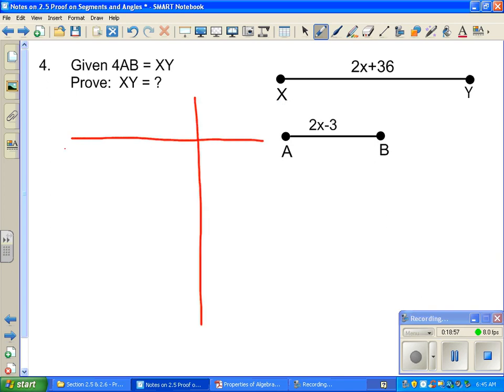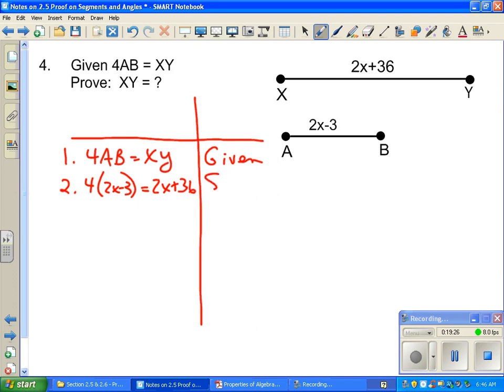Alright, so in our proof, we start off with our given, 4AB equals XY is the given. And since it's already set up in an equation, we can go straight to plugging in that AB is 2x minus 3. Notice I put parentheses around that so I can show I want to multiply 4 times the whole entire item that represents AB. And that XY is 2x plus 36. So that is substitution. Because we have just replaced all the letters that represent segments with what they represent lengthwise.